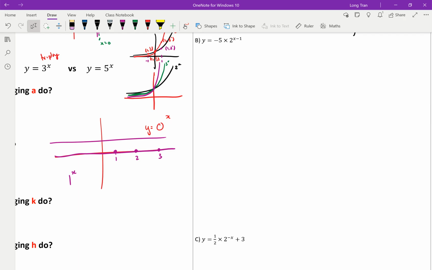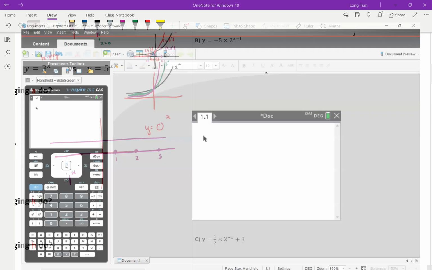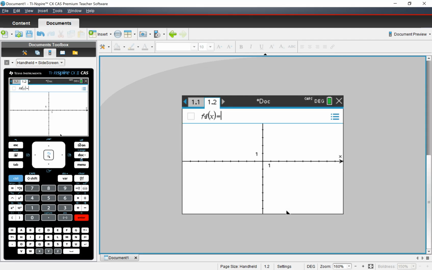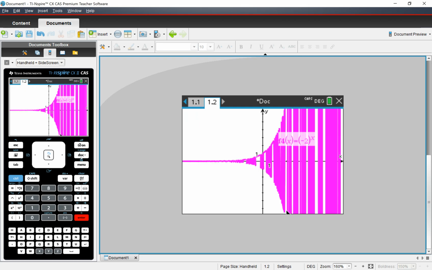For those who don't know what it looks like, here we go. I'm going to show you what it looks like. Okay, so here we go. Control I, I'm going to add on a graph. Let's try negative 2. So you need to put in brackets so the calculator knows it's negative 2 to the power of x. So the base is negative 2 now. And you watch, if I press enter, see that graph?